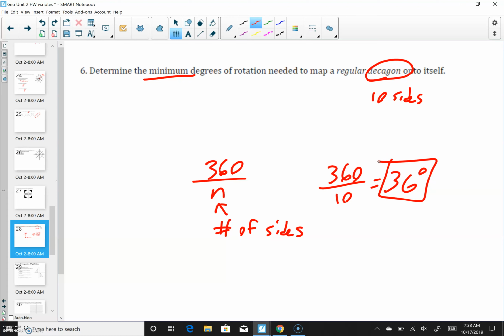Sometimes multiple choice questions say, what is a number of degrees? In that case, any multiple of 36 would be a degree of rotation for a decagon. But if it says minimum, we have to go with that first one of 36.